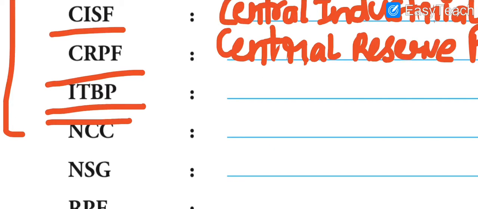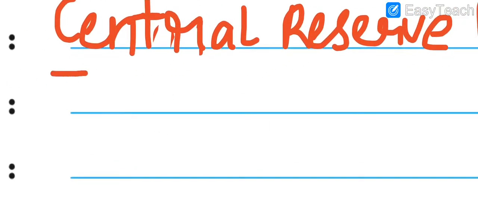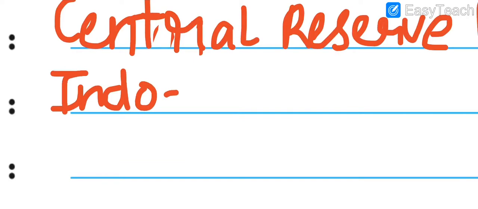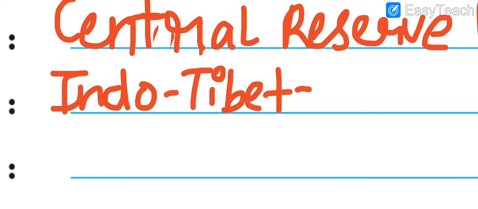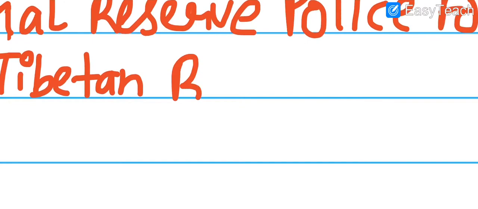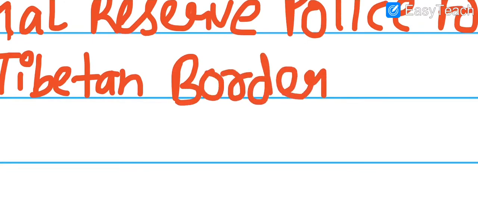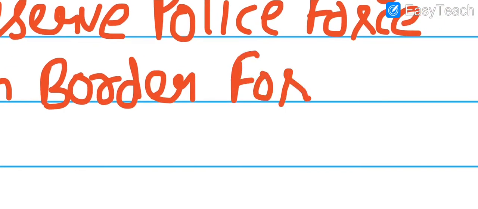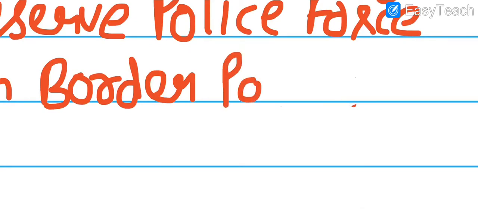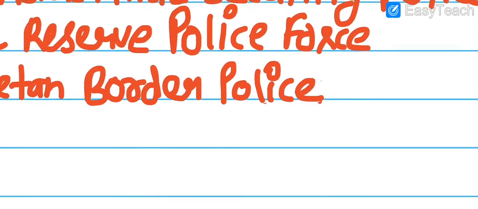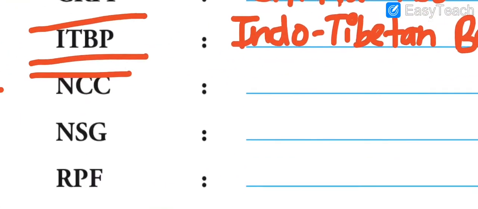Next we have ITBP. ITBP stands for Indo-Tibetan Border Police. The last letter is P, so ITBP stands for Indo-Tibetan Border Police. ITBP means Indo-Tibetan Border Police.